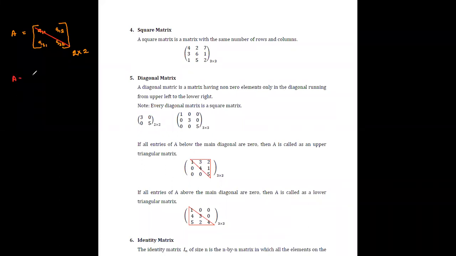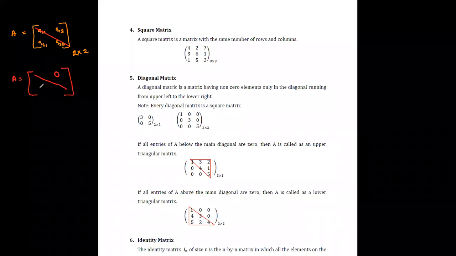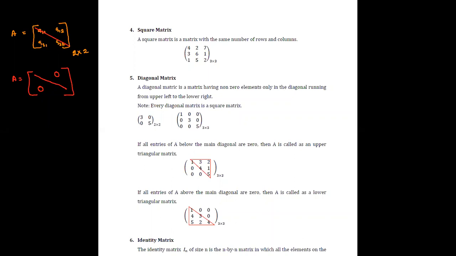Now think about this matrix. Here you have the main diagonal, and if you look at all the other elements, we can say that if all these elements are zeros, then such a matrix is said to be a diagonal matrix. Therefore, on the main diagonal we may have some non-zero elements, but if all the other elements apart from the main diagonal are zero, then such a matrix is said to be a diagonal matrix.